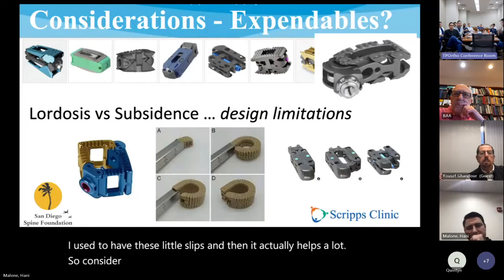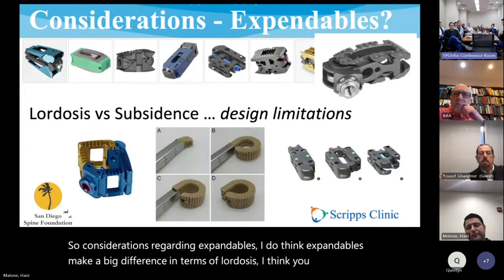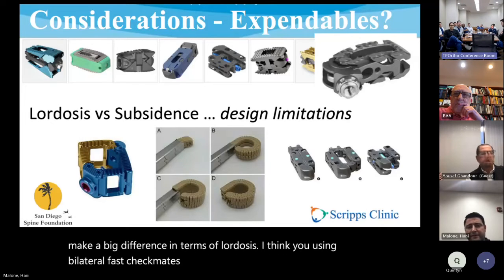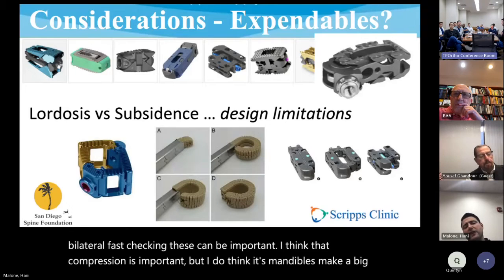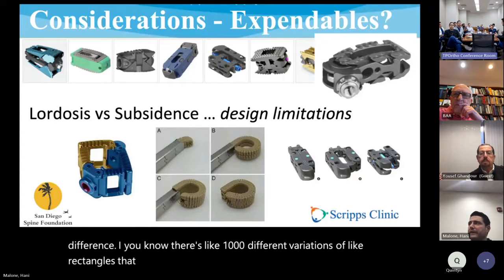So, considerations regarding expandables. I do think expandables make a big difference in terms of lordosis. I think using bilateral facetectomies can be important. I think that compression is important, but I do think expandables make a big difference. There are like 1,000 different variations of rectangles that expand in the sagittal plane. I've got a couple of issues with those.